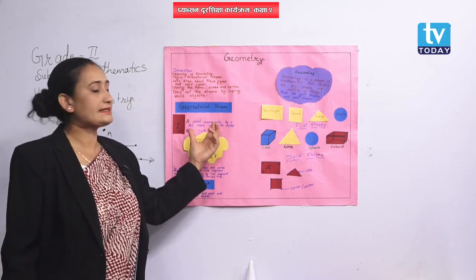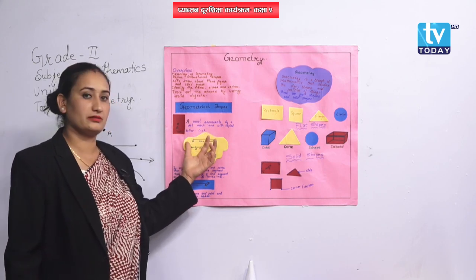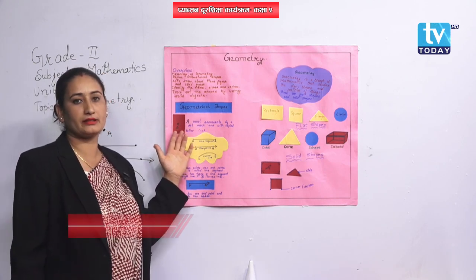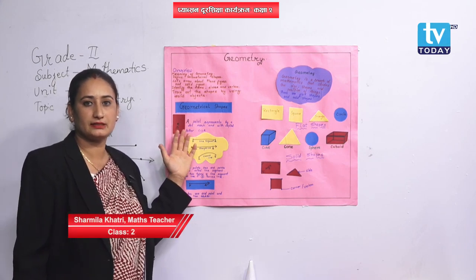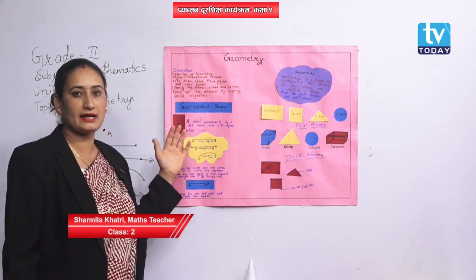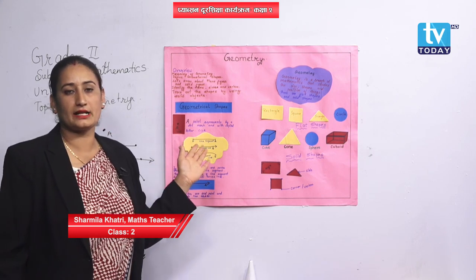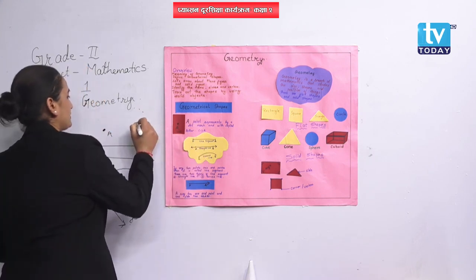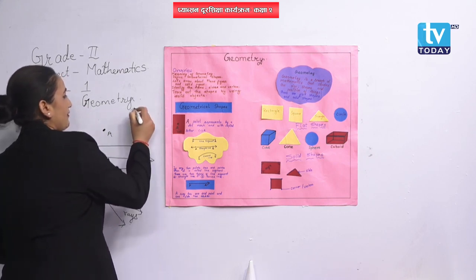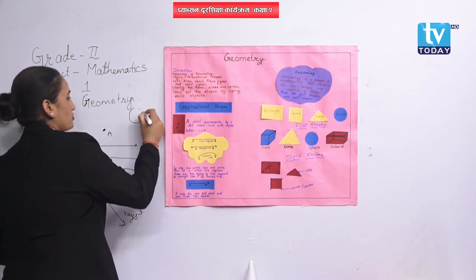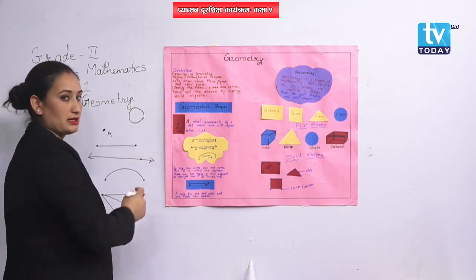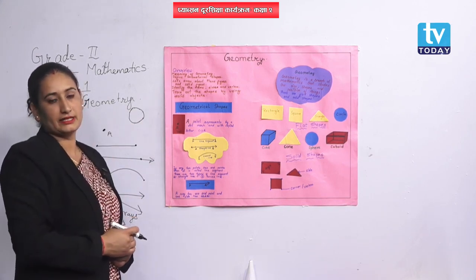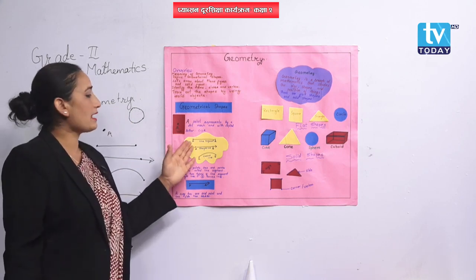In these geometrical shapes, see here, the first one is the point. We call it a dot. Do you understand? We call it a dot. If we add many dots, and if I draw a line with those dots, then what does it become? It becomes round in shape, right? Yes.